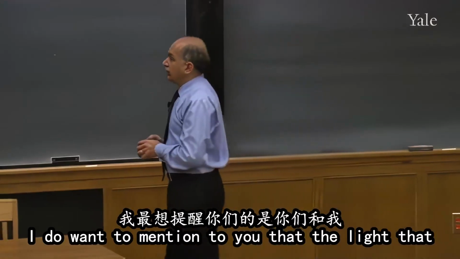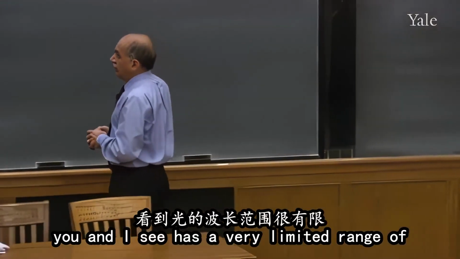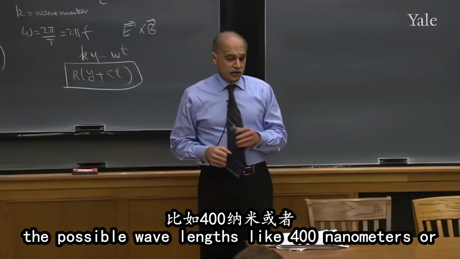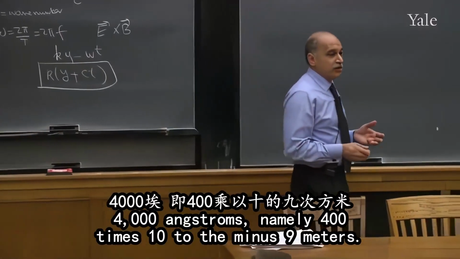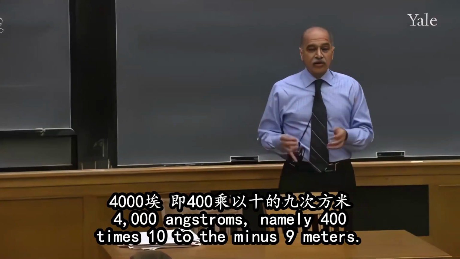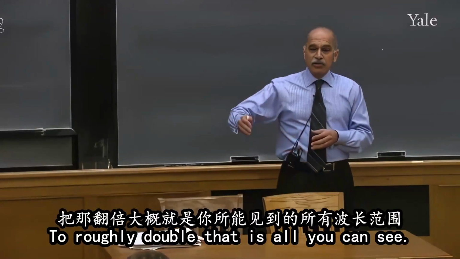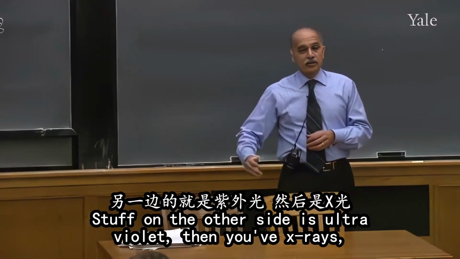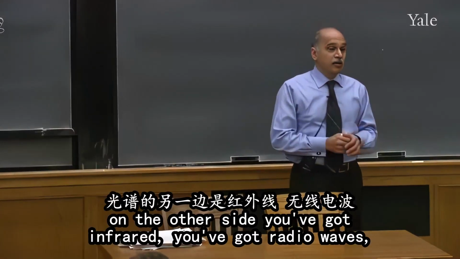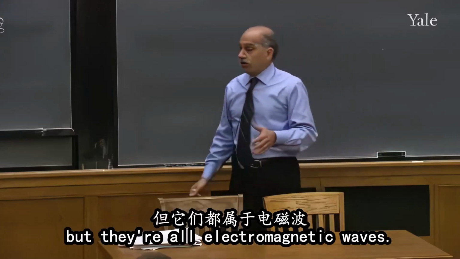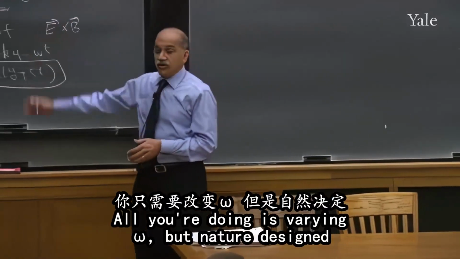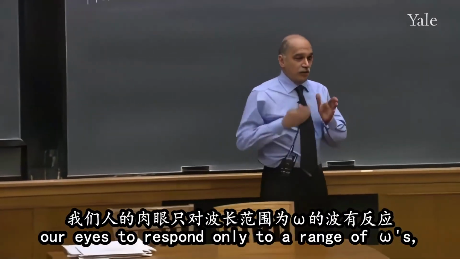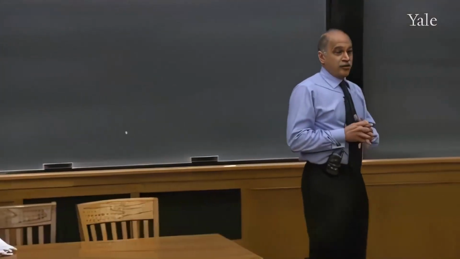I do want to mention to you that the light that you and I see is a very limited range of the possible wavelengths, like 400 nanometers or 4,000 angstroms, namely 400 times 10 to the minus 9 meters. To roughly double that is all you can see. Stuff on the other side is ultraviolet, then you got X-rays, on the other side you got infrared, you got radio waves. But they're all electromagnetic waves. All you're doing is varying omega. But nature designed our eyes to respond only to a range of omegas, because that's where our enemies were.